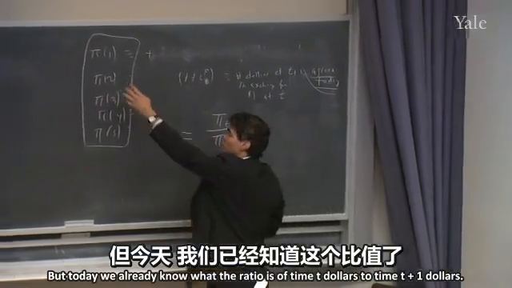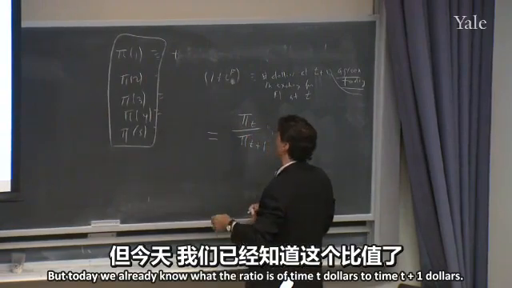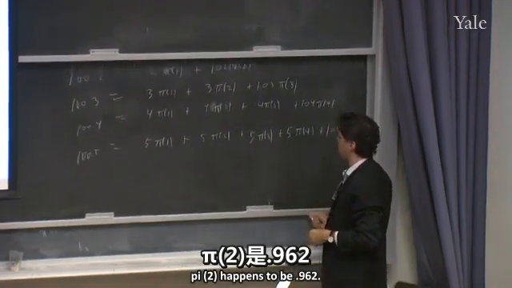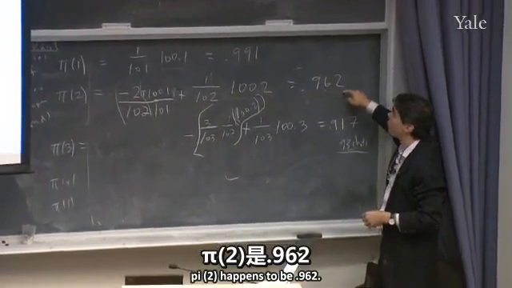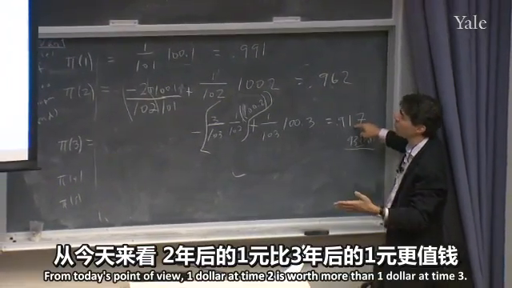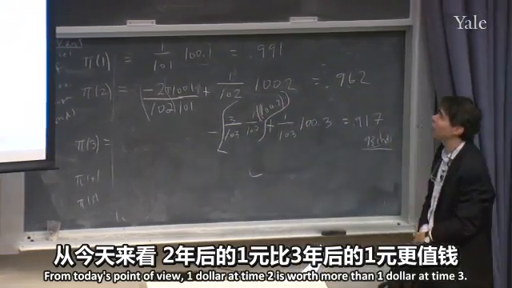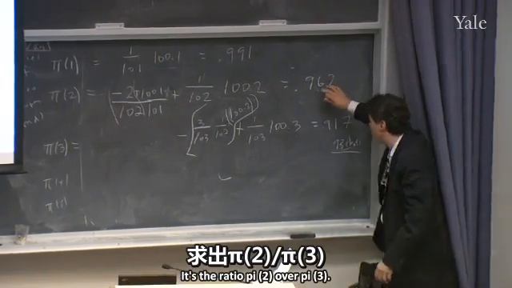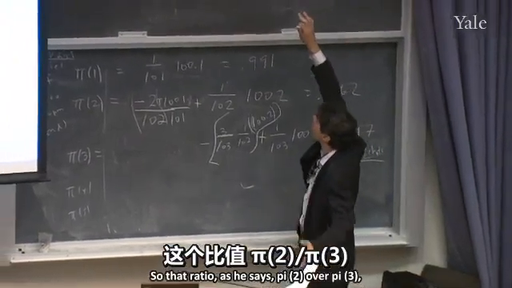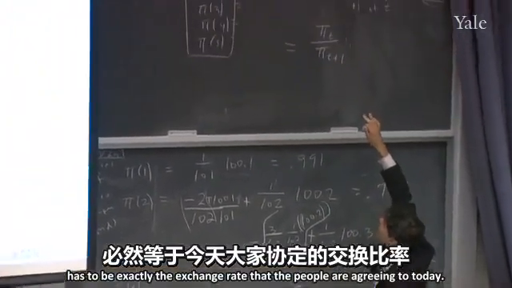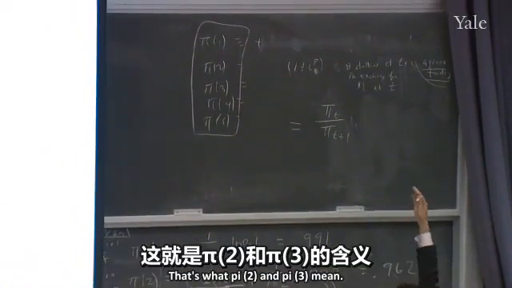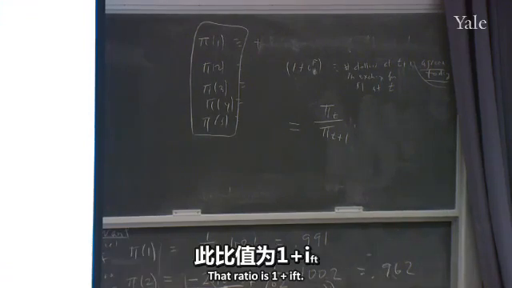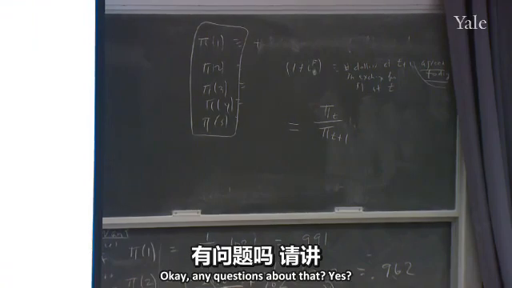Today we already know what the ratio is of time t dollars to time t plus 1 dollars. We know that pi 2 happens to be .962. That's a bigger number than pi 3. From today's point of view, $1 at time 2 is worth more than $1 at time 3. We already know how much more: it's the ratio pi 2 over pi 3. So that ratio, as he says, pi 2 over pi 3, has to be exactly the exchange rate that people are agreeing to today. That's what pi 2 and pi 3 mean. And if you express it as an interest rate, it's 1 plus the forward interest rate, 1 plus i_t^f.